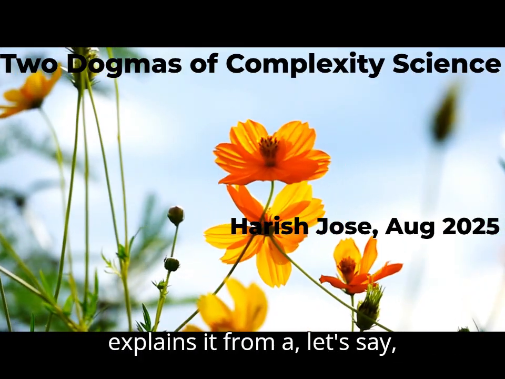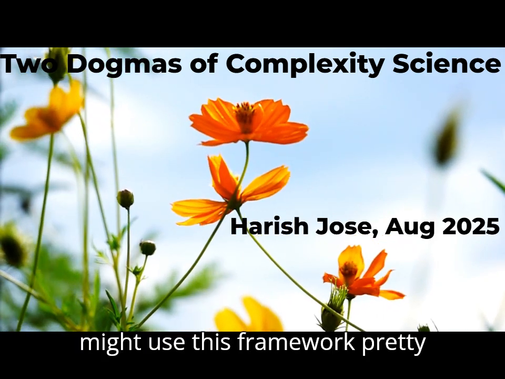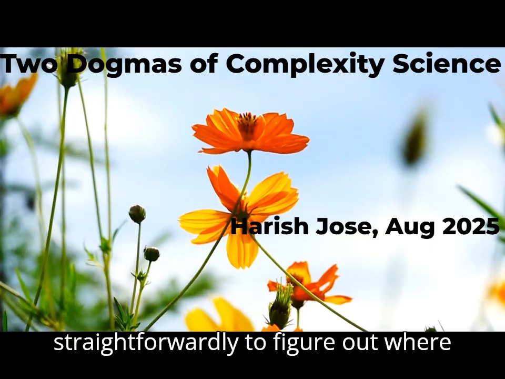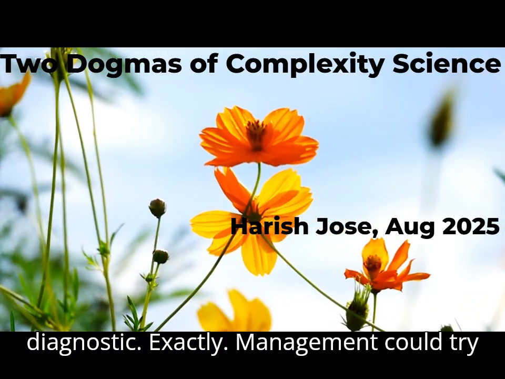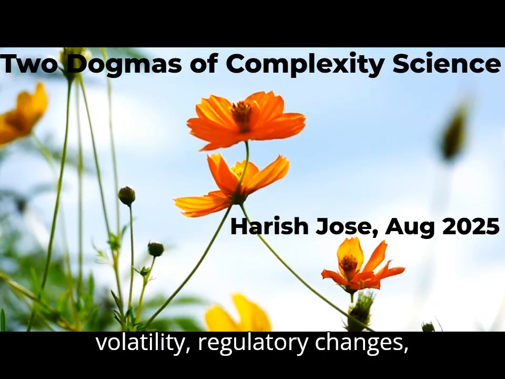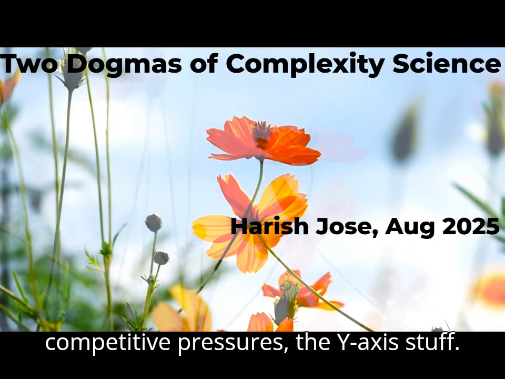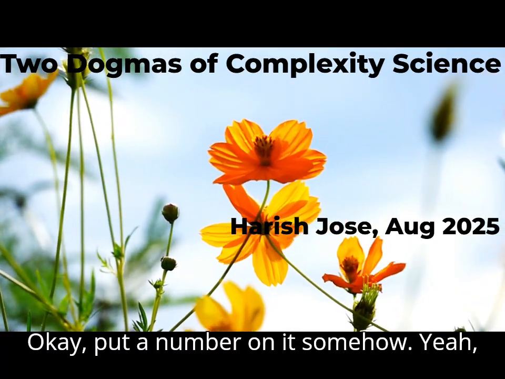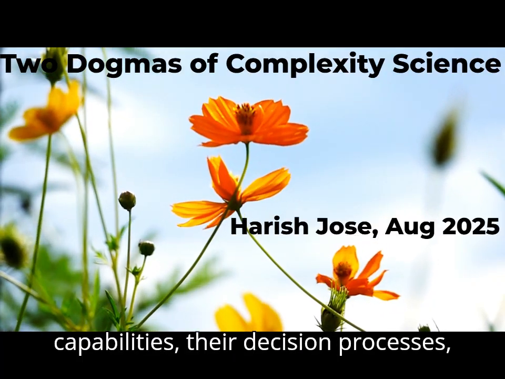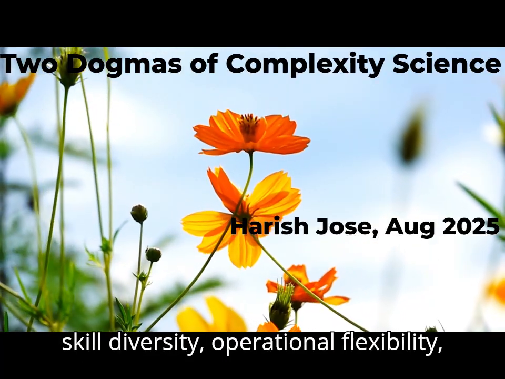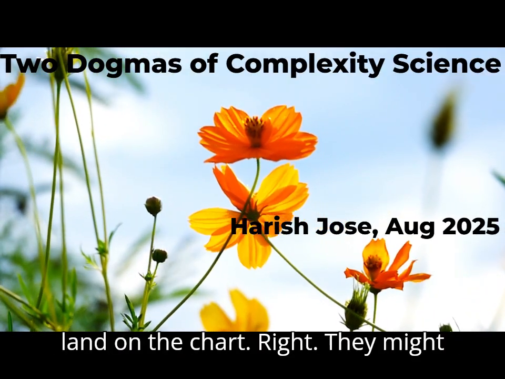Well, Harris explains it from a, let's say, conventional viewpoint. An organization might use this framework pretty straightforwardly to figure out where they are on the map. Right, like a diagnostic. Exactly. Management could try to quantify things like market volatility, regulatory changes, competitive pressures, the y-axis stuff. Okay, put a number on it somehow. Yeah, try to measure it. And then plot that against their internal response capabilities, their decision processes, skill diversity, operational flexibility, the x-axis stuff. And then see where they land on the chart.